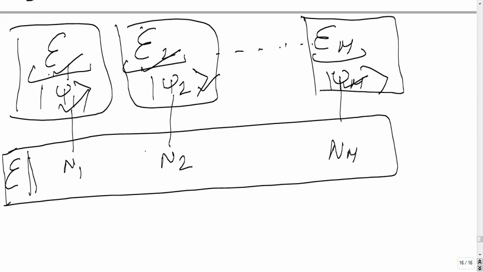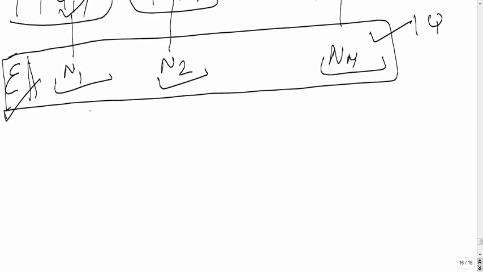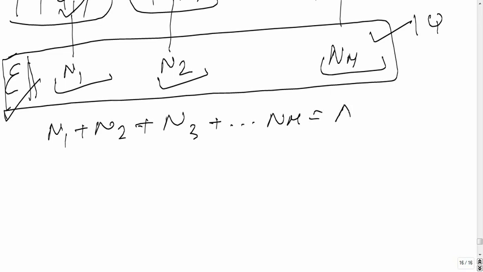This is a mixed ensemble because it is not completely characterized by a single state vector, because some quantum systems are in the state xi1, some are in xi2, some are in xim. So we cannot have a state vector characterizing this ensemble. Another thing is that n1 plus n2 plus n3 up to nm is n. So we have n quantum systems in this ensemble.